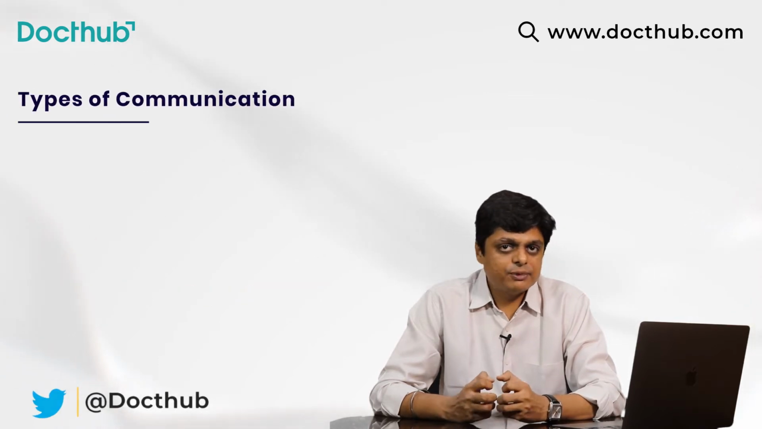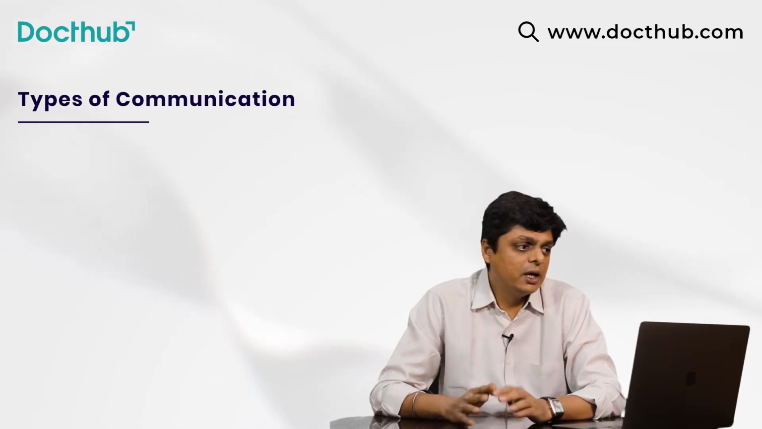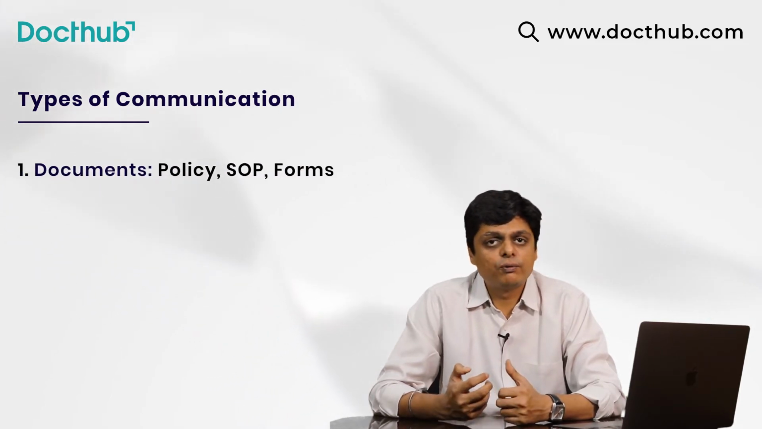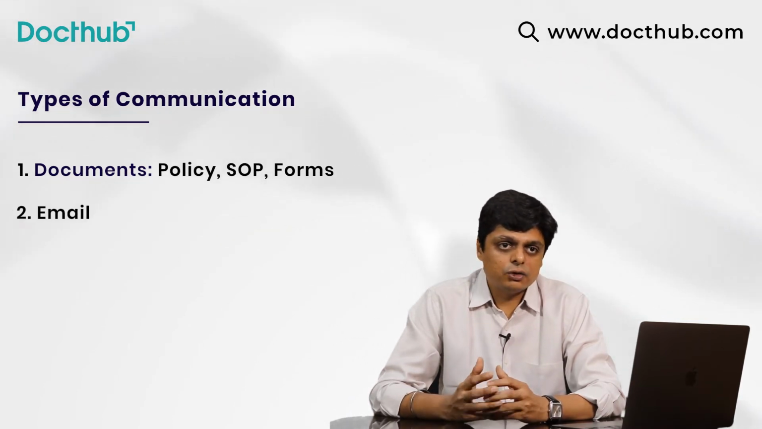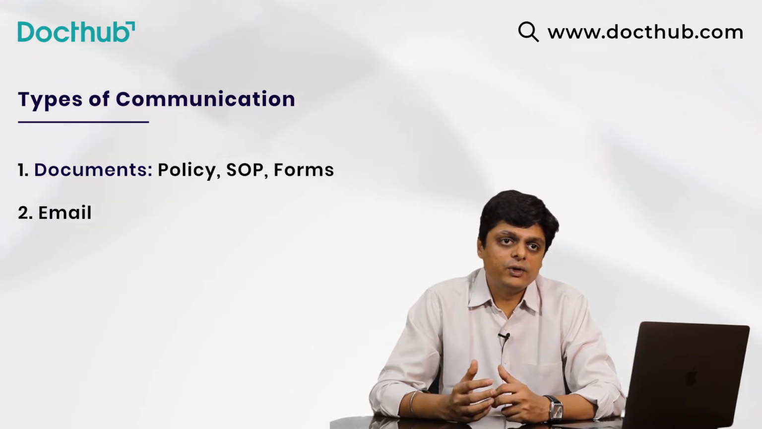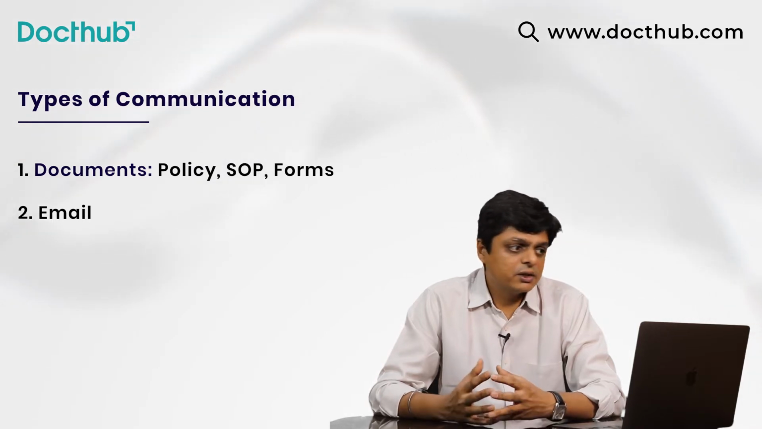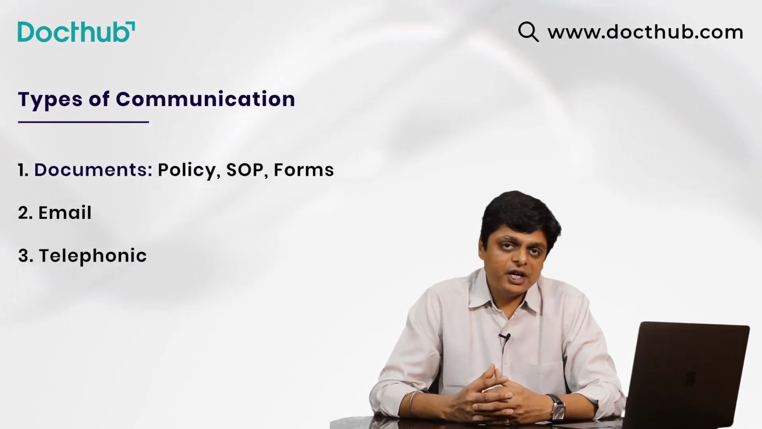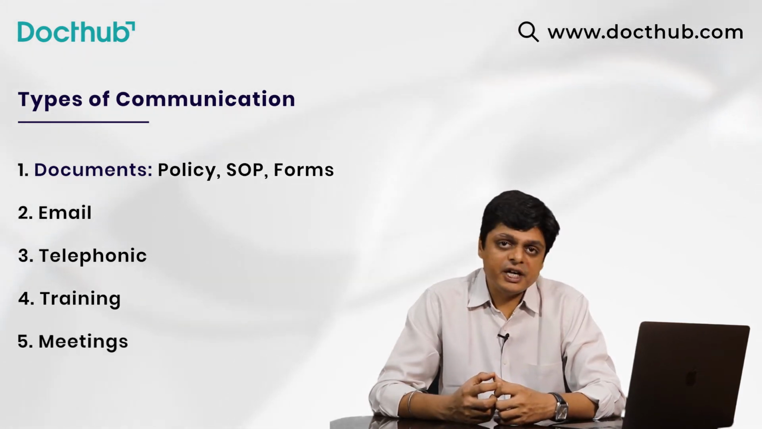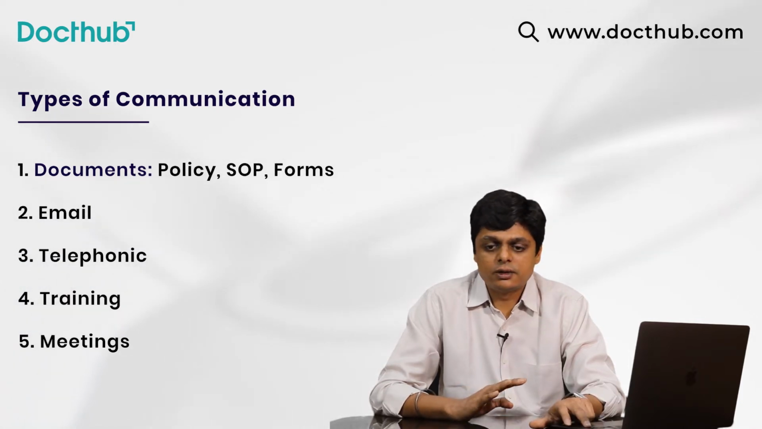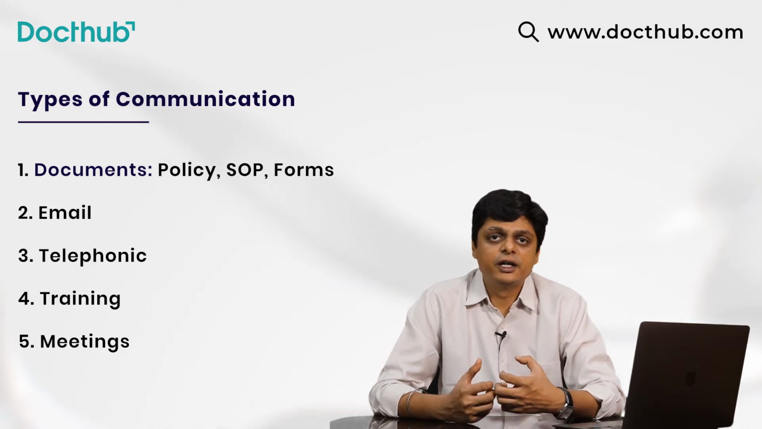Now, different types of communication. There are 5 different ways in which we are communicating. Documents in the form of policy, SOP, forms, formats in the hospital. Email to your team members, and email outside, communicating with different agencies and different partners. Telephonic communication, training and development for your team, and meetings. So these are the 5 different ways where we are communicating particular things in a hospital.